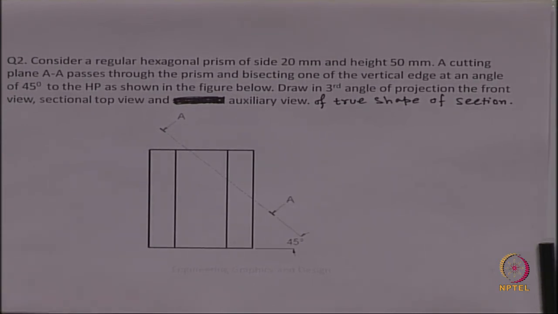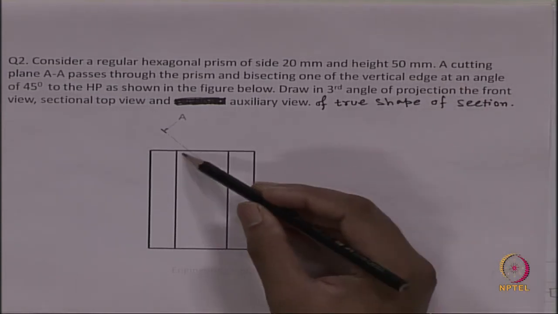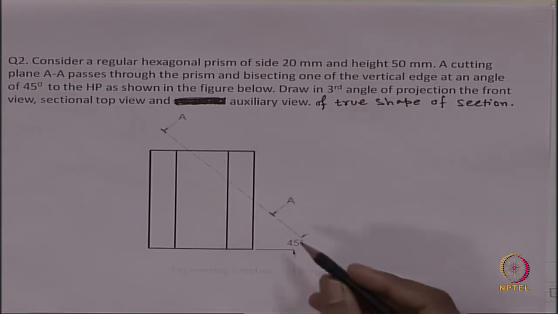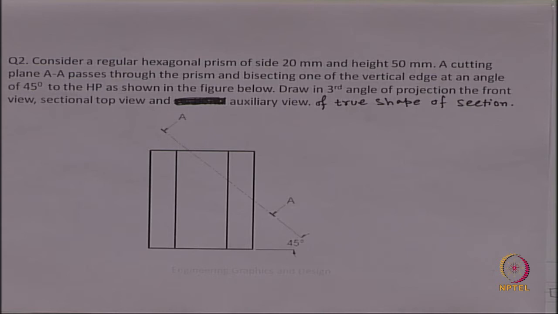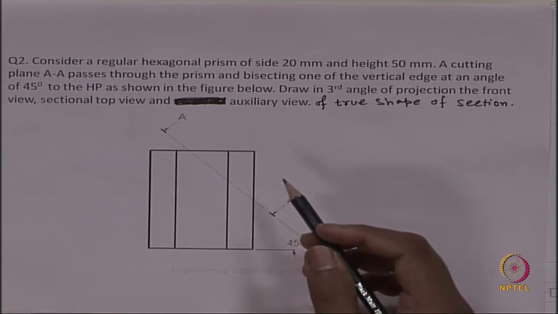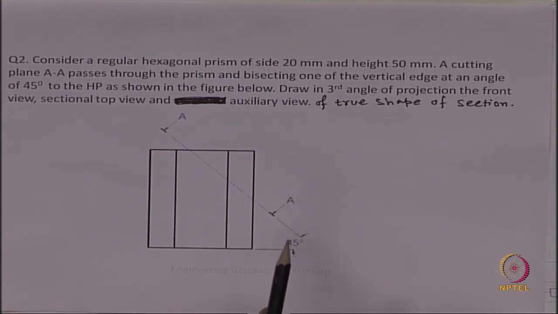If you read the problem, consider a regular hexagonal prism where the cross section will be a regular hexagon. The side length is 20 millimeter, the height is 50 millimeter, and a cutting plane AA passes through the prism, cutting it at an angle of 45 degree. And you already know from the lecture, when there is this kind of inclined surface, a surface which is not parallel to any of the primary planes, it will be an inclined plane.